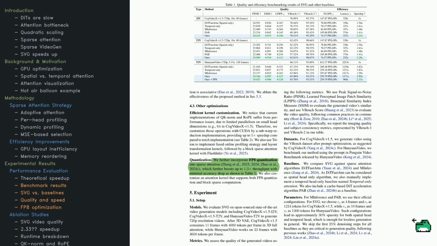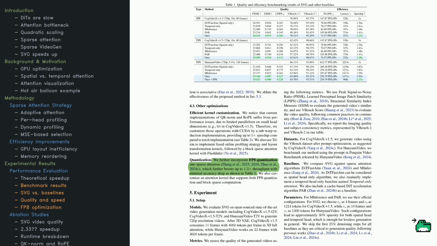The page also touches on additional optimizations that help make SVG practical. By fine-tuning QK norm and rope, or rotary position embedding, functions, the system reduces memory bottlenecks and achieves a 5 times speedup in key components. Another tweak involves FP8 quantization, which speeds up inference by another 1.3 times with minimal quality loss.